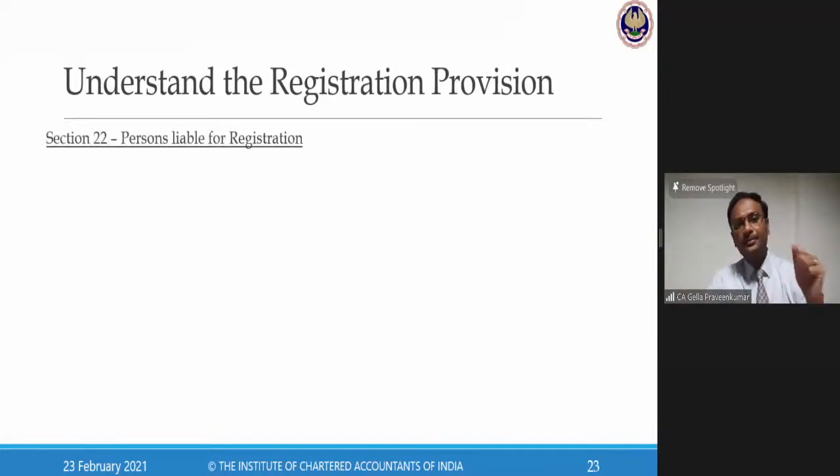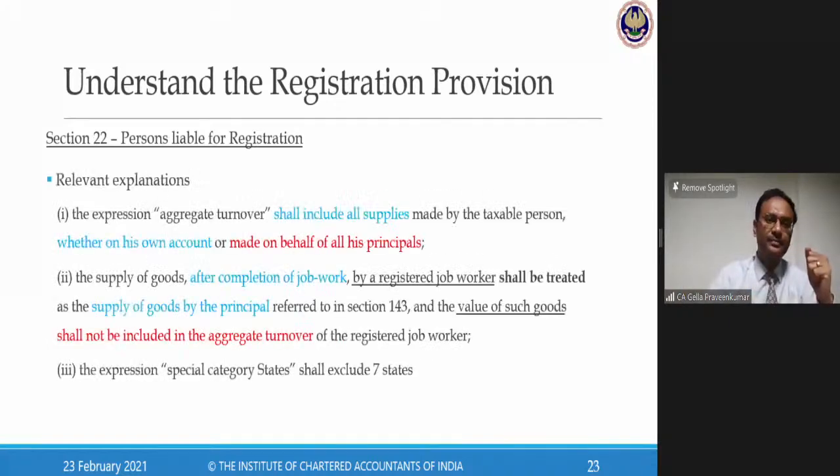Sir, in case of succession, in case of merger, in case of demerger, it is compulsory for the transferee to get registered by virtue of Section 22. Will the threshold limit be applicable? Exception? No, it is not applicable.